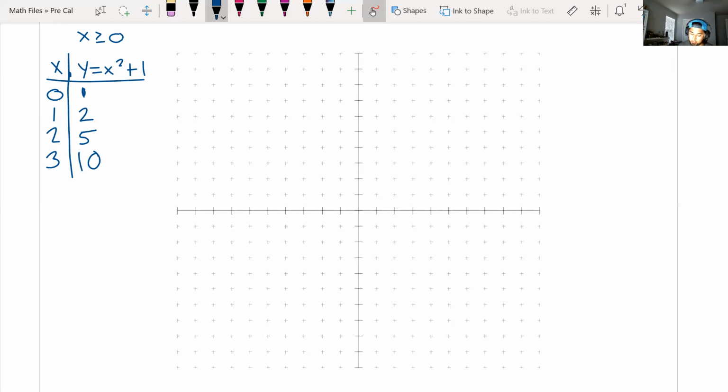So I'm going to go ahead and graph that already. So 0, 1 right there. 1, 2, 2, 5, and 3, 10. So here is our domain restricted x squared plus 1.